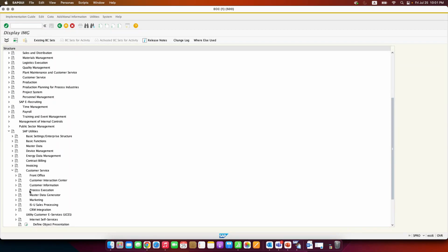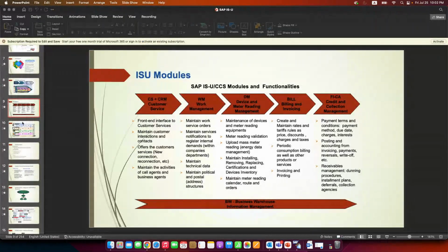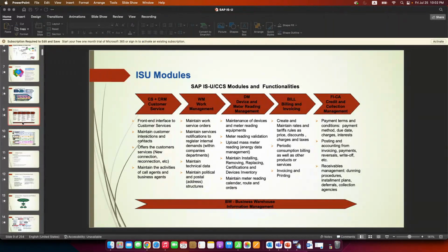But as part of your process execution, this is where we start working on the entire owner allocation, moving out, disconnection, reconnection, right? So these are the main business process areas for customer service. Now, as I said, customer service is also responsible to maintain the business master data. Now let's see what you mean by business master data, and what are the different components we have under business master data.